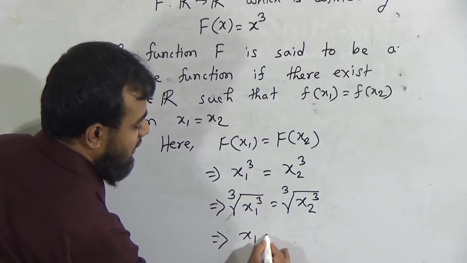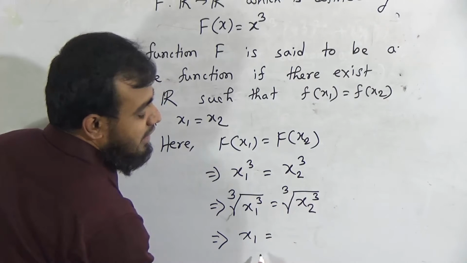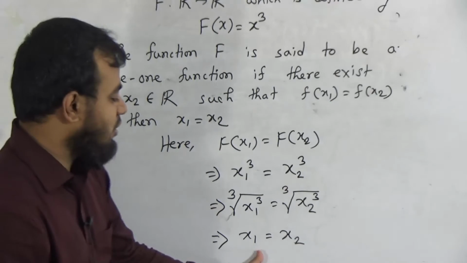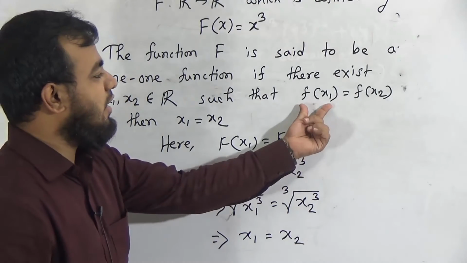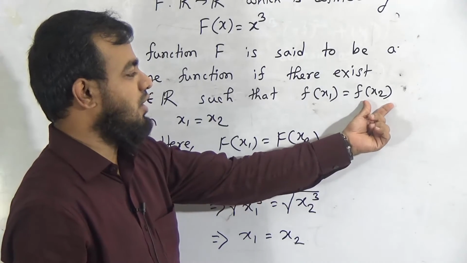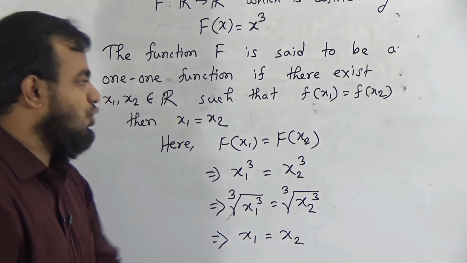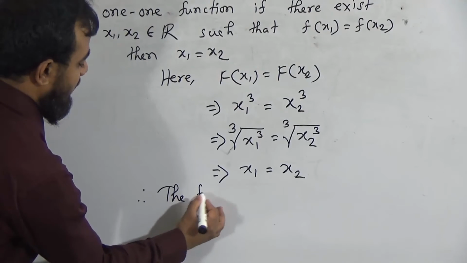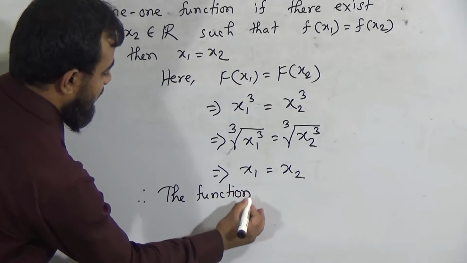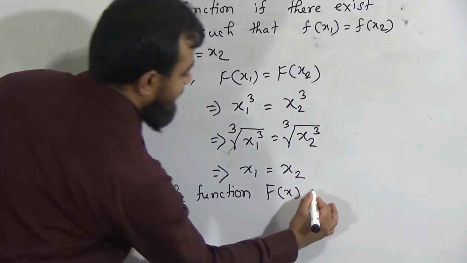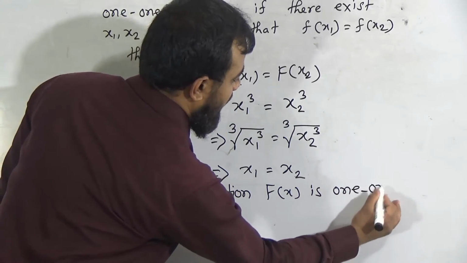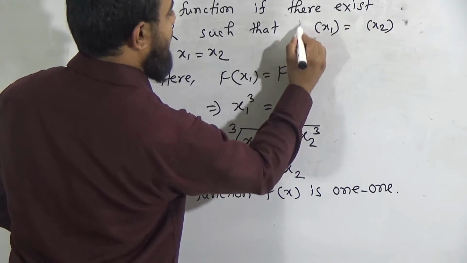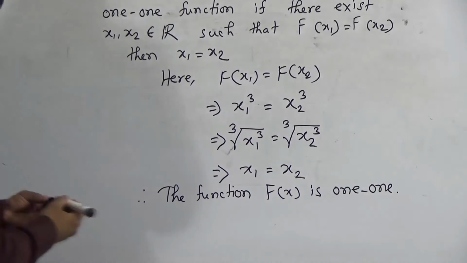We have x1, and on the right side we can omit this cube and cube root, so we have x2. That means we have proved that x1 equal to x2 if the images f of x1 and f of x2 are equal. Then we find that x1 equal to x2. Therefore the function f(x) is one-one. I hope you have understood, my dear students, okay? It should be capital F because the function given here is capital F of x1 and F of x2, okay?